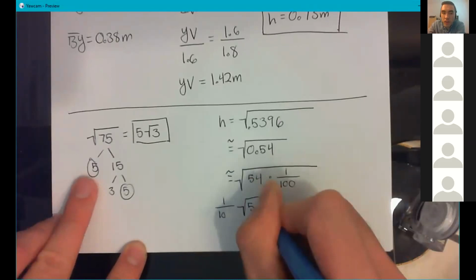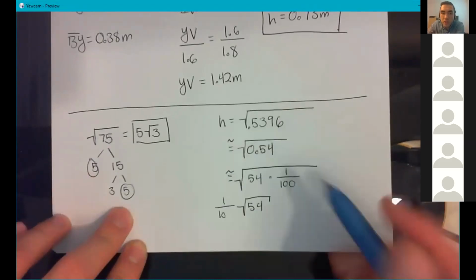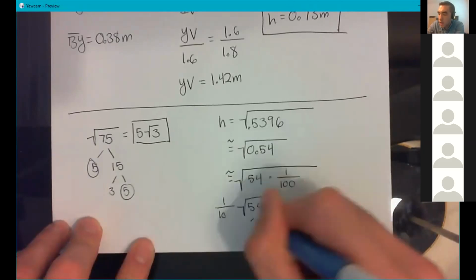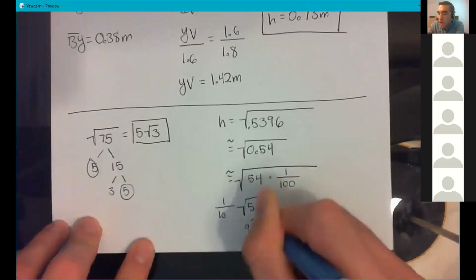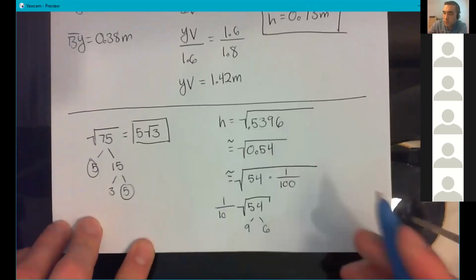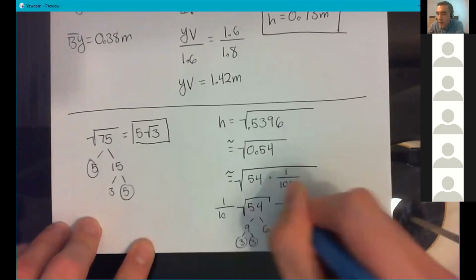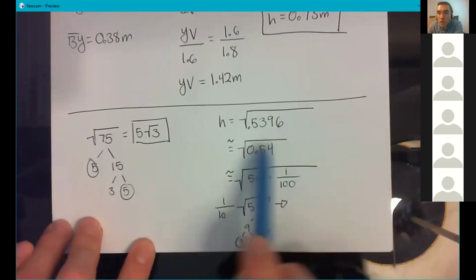And then, as long as I factorize the 54, we can simplify this too. So what are some factors inside of 54? 9 and 6. Oh yeah, that's really good. So this is 9 times 6. And what is the square root of 9? 3. Yep, 3.